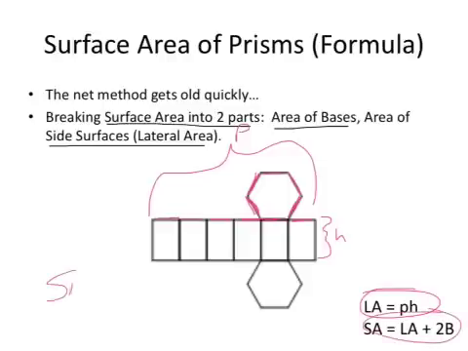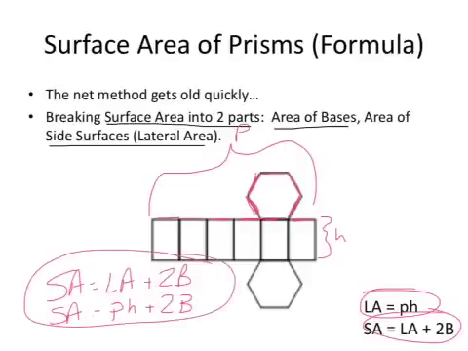So I get surface area equals my lateral area plus 2 times my base. My lateral area is just my perimeter times my height, so 2 times my base. So there's two different little formulas that we could use for surface area. Either one works great. They both mean the same thing. You just have to remember what lateral area means if you're going to use this top formula.